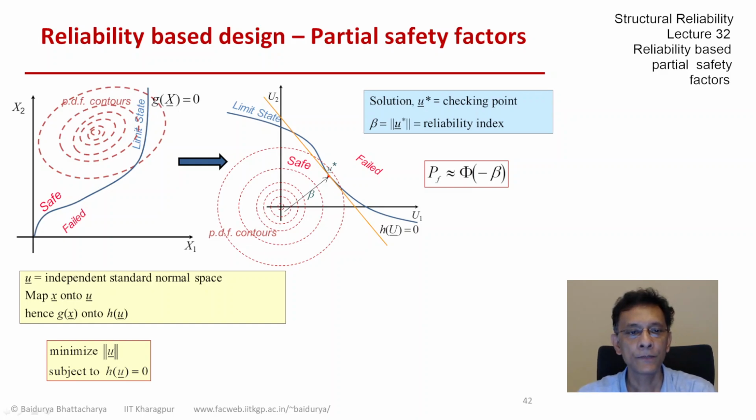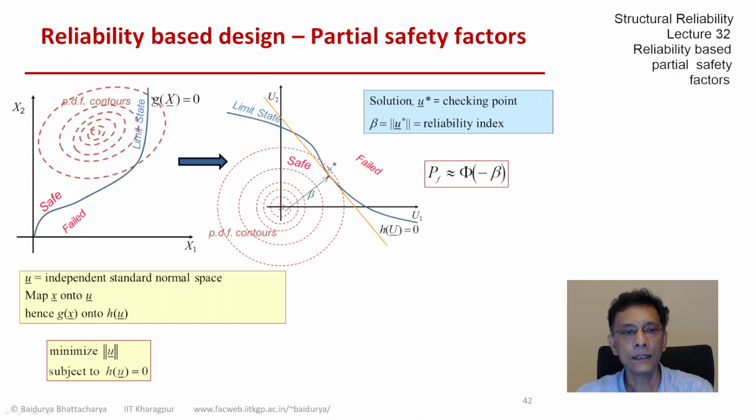caused first by the linearization at u star. So that orange line at u star that you see is the first order approximation, and another potential source of approximation is the nature of the map from x to u. So if we lose some information there, then the estimated probability of failure would be an approximation.